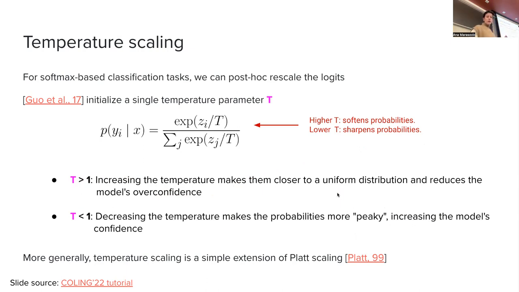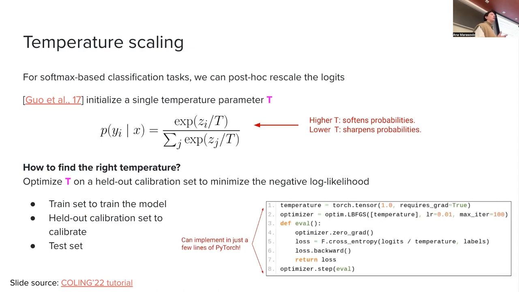Of course, we don't know a priori what T should be, and this is our hyperparameter. So we are going to optimize T on a held-out calibration set to minimize the negative log likelihood. We are going to train our model on a train set. We are going to use a held-out calibration set where, with just a few lines of code, we are going to optimize T.